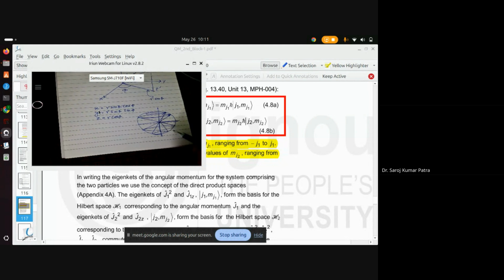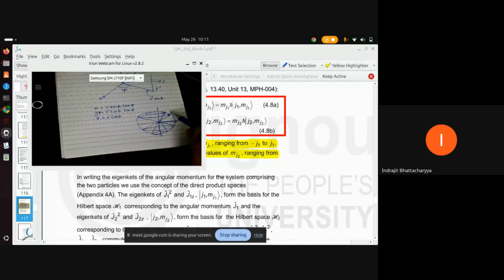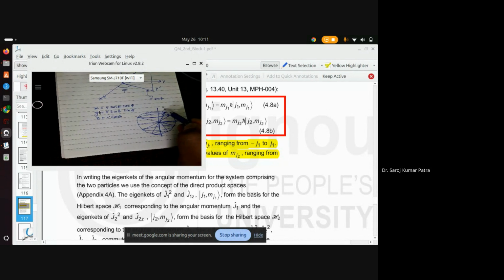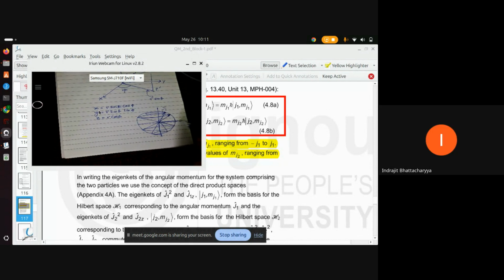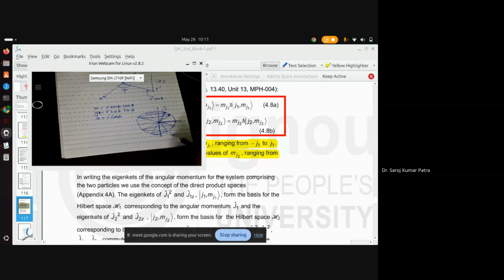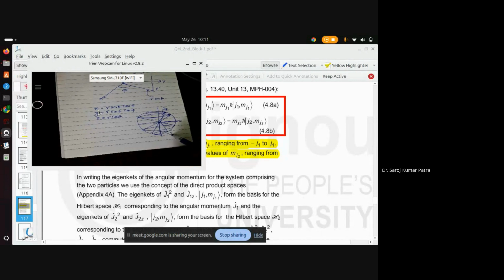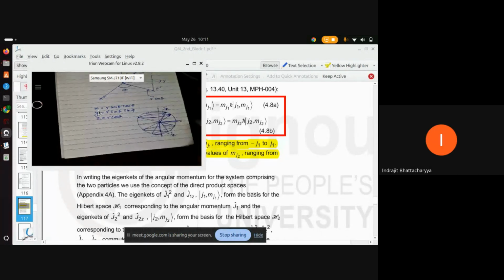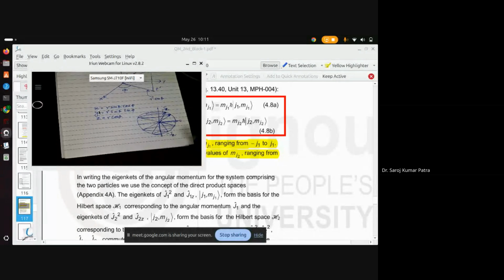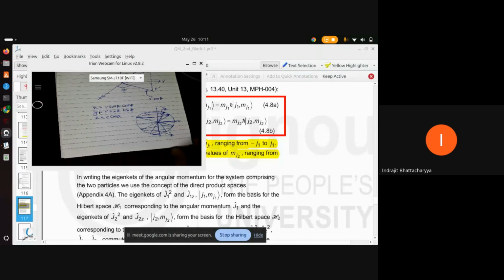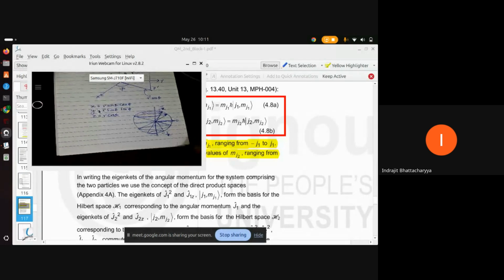You can see the upper half and lower half are symmetric: 1 and 2, minus 1, minus 2. So it will go from, let's say, J1 to 0 to minus J1, or JZ, the Z component, whatever you call it. So it goes from minus JZ to plus JZ through 0. Is it clear to everyone? Yes, sir. Very clear, sir. Thank you, sir.